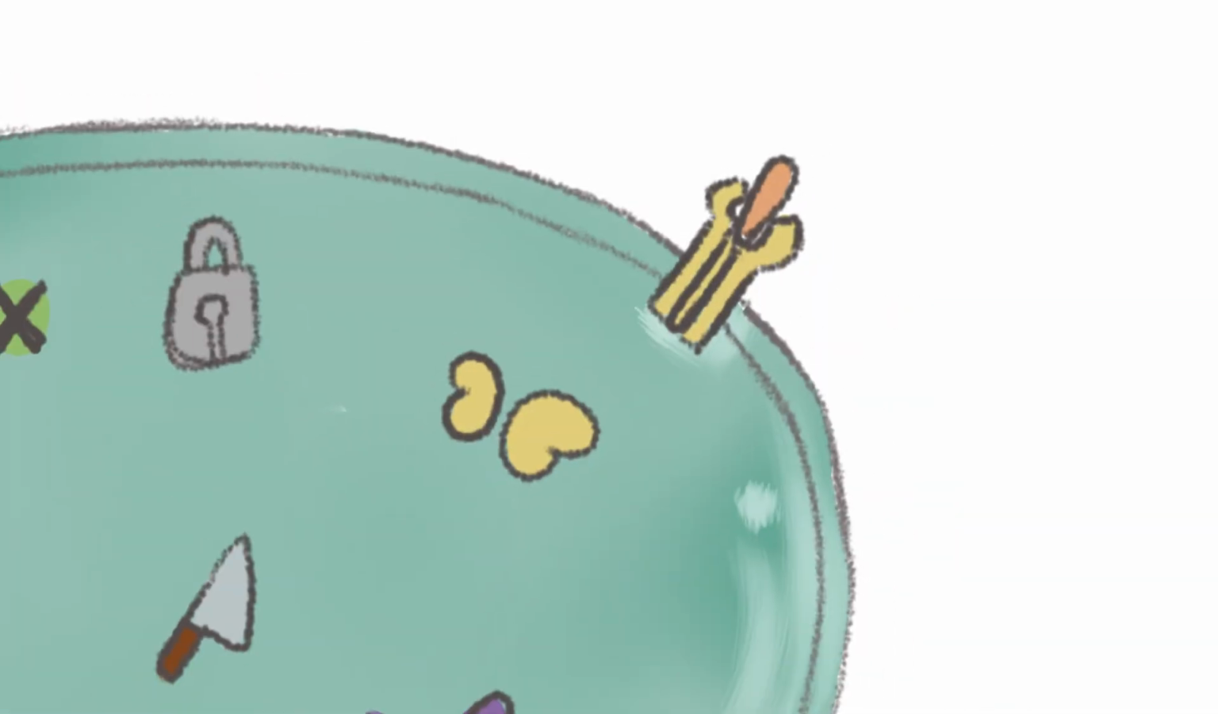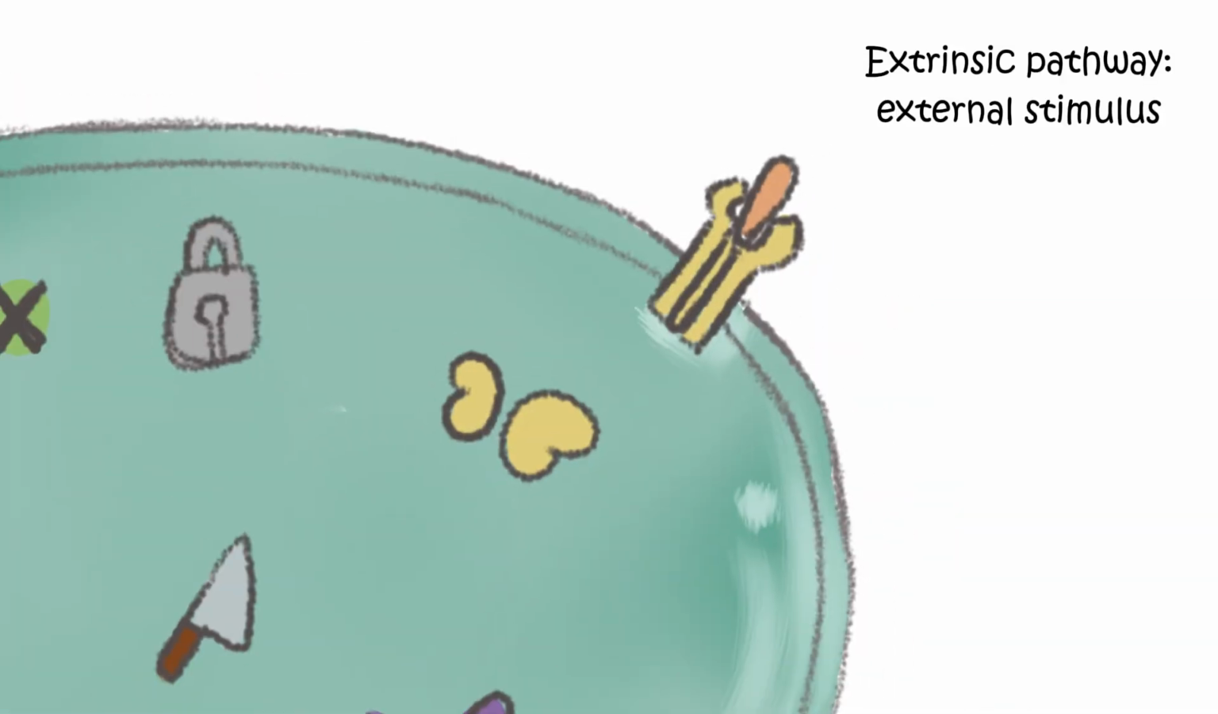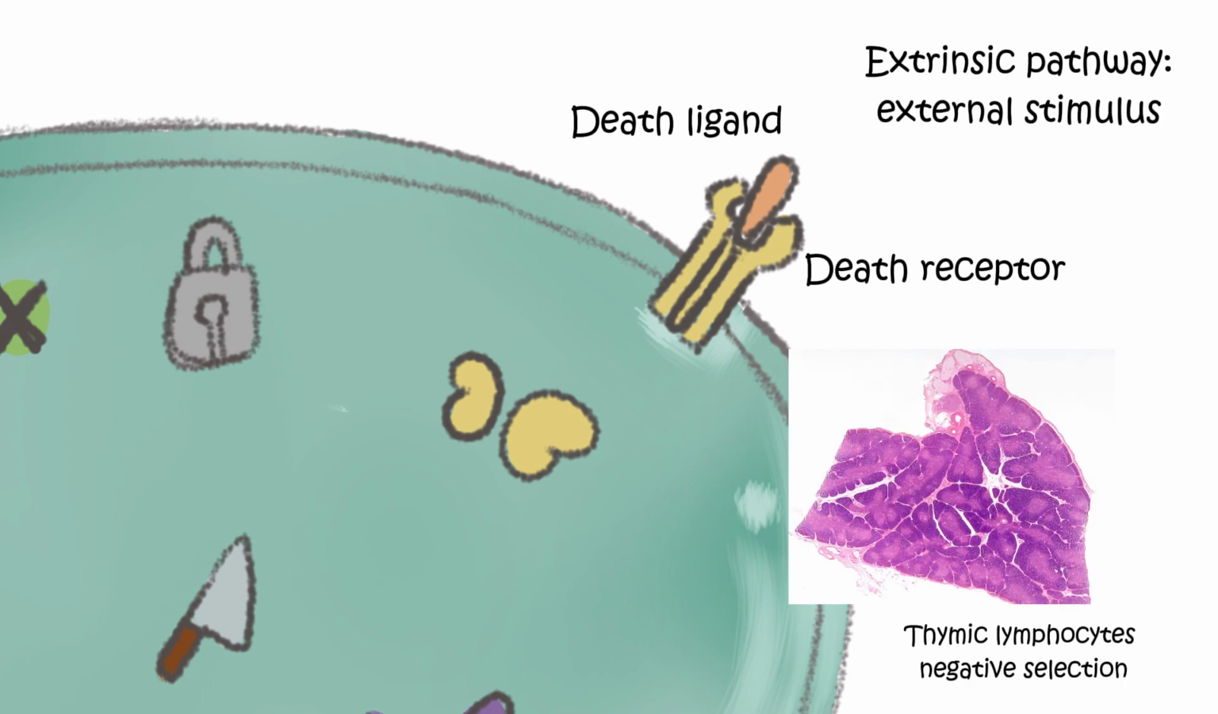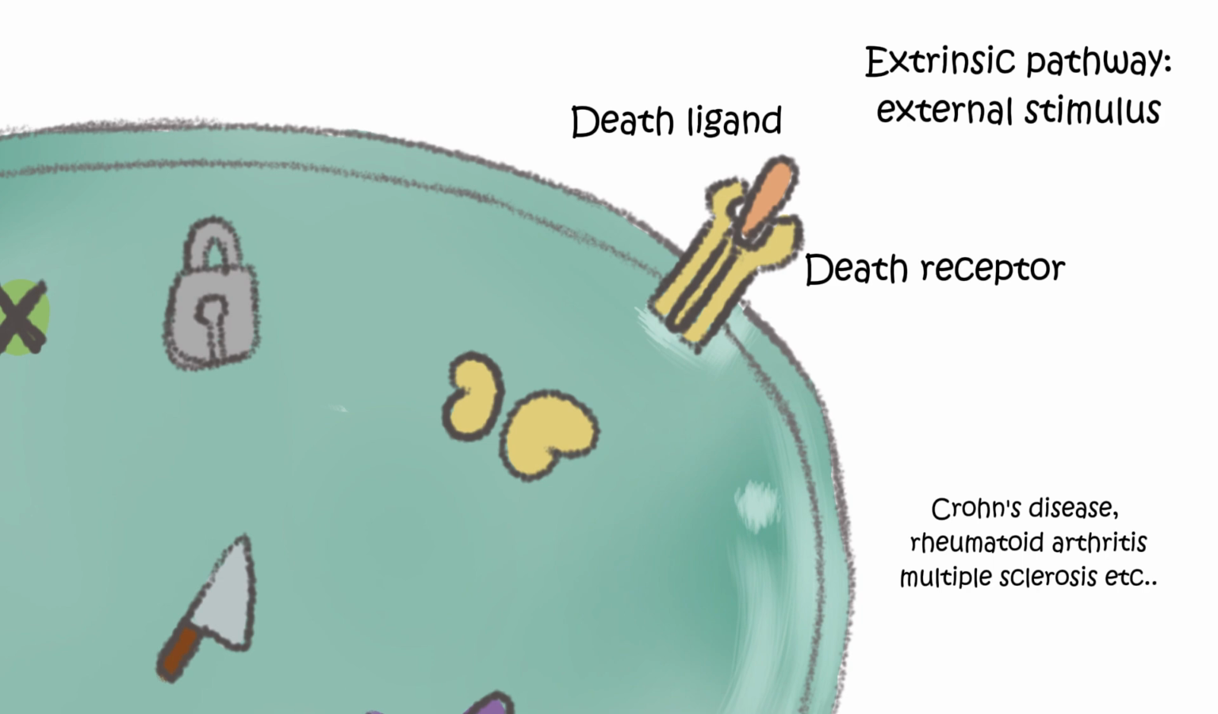So the second pathway is the extrinsic pathway, which involves signals coming from outside the cell. This mainly involves interaction of death ligands with their death receptors, which induce apoptosis. Examples include thymic medullary negative selection, which has the killing of bad or self-reactive lymphocytes during the selection process. And many chronic inflammatory disorders also have this type of interaction between a death ligand and death receptor, leading to apoptosis.